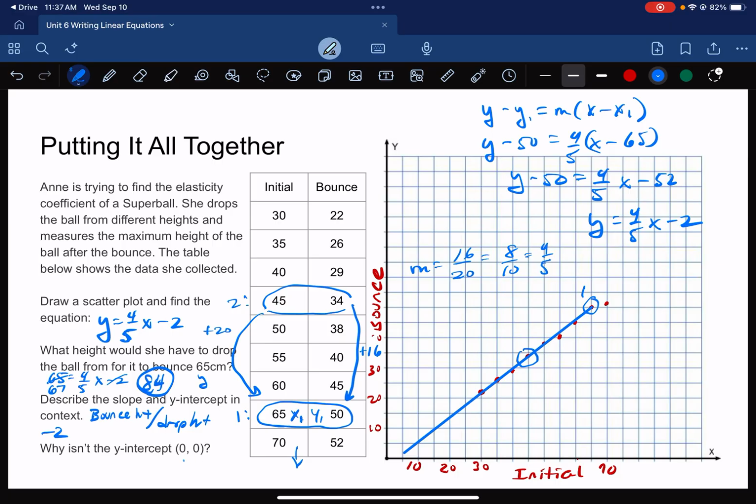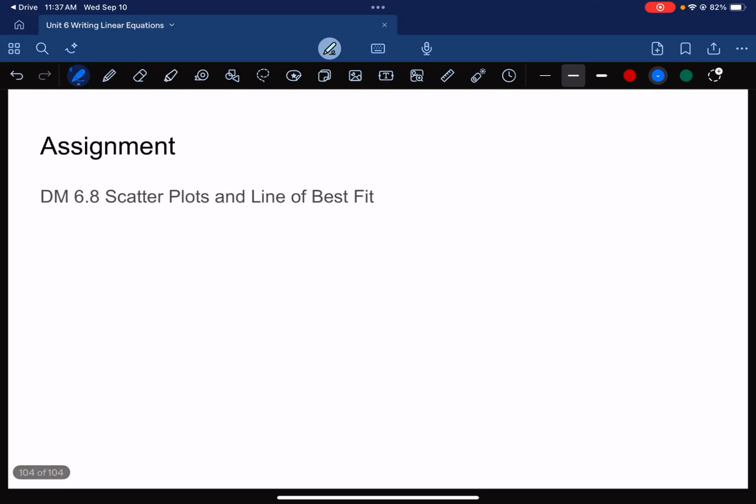And why isn't it 0, 0? Yeah, that's a good question. It probably should be 0, 0. It's because the recovery bounce, so if the initial height is 0, the bounce height should be 0 as well. So we could have started 0, 0 there. Okay? All right. So the assignment is going to cover all those things that you saw there.